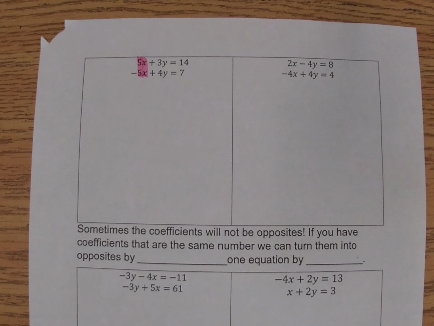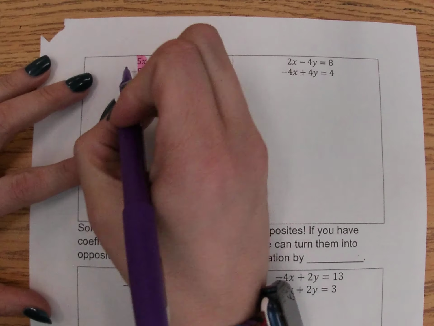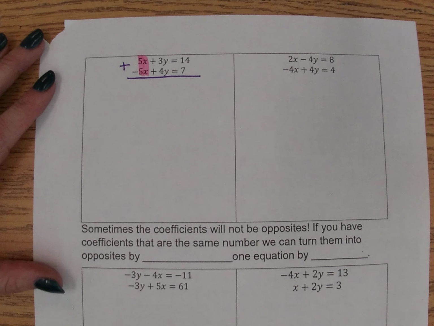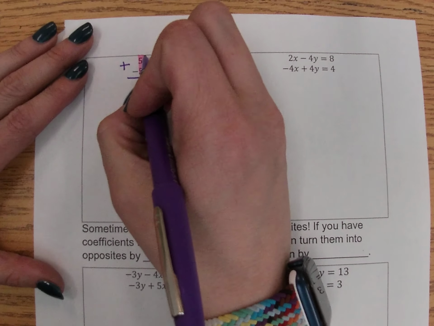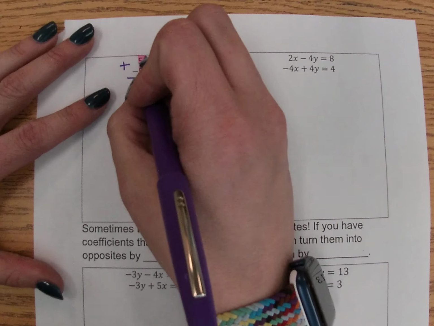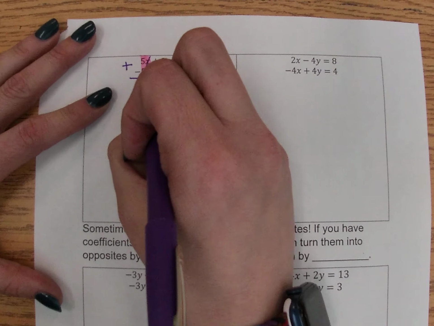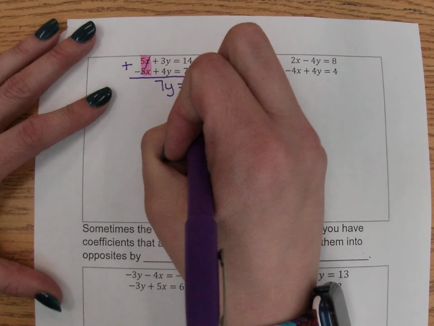Then I'm going to decide if they have the same sign or if they have opposite signs. Well, in this situation, this 5 is positive and this 5 is negative. So we said when they have the opposite signs, I'm going to add them. Okay, so I'm going to start adding straight down. 5x plus negative 5x is 0. Those cancel out. 3y plus 4y gives me a 7y. And a 14 plus a 7 gives me a 21.